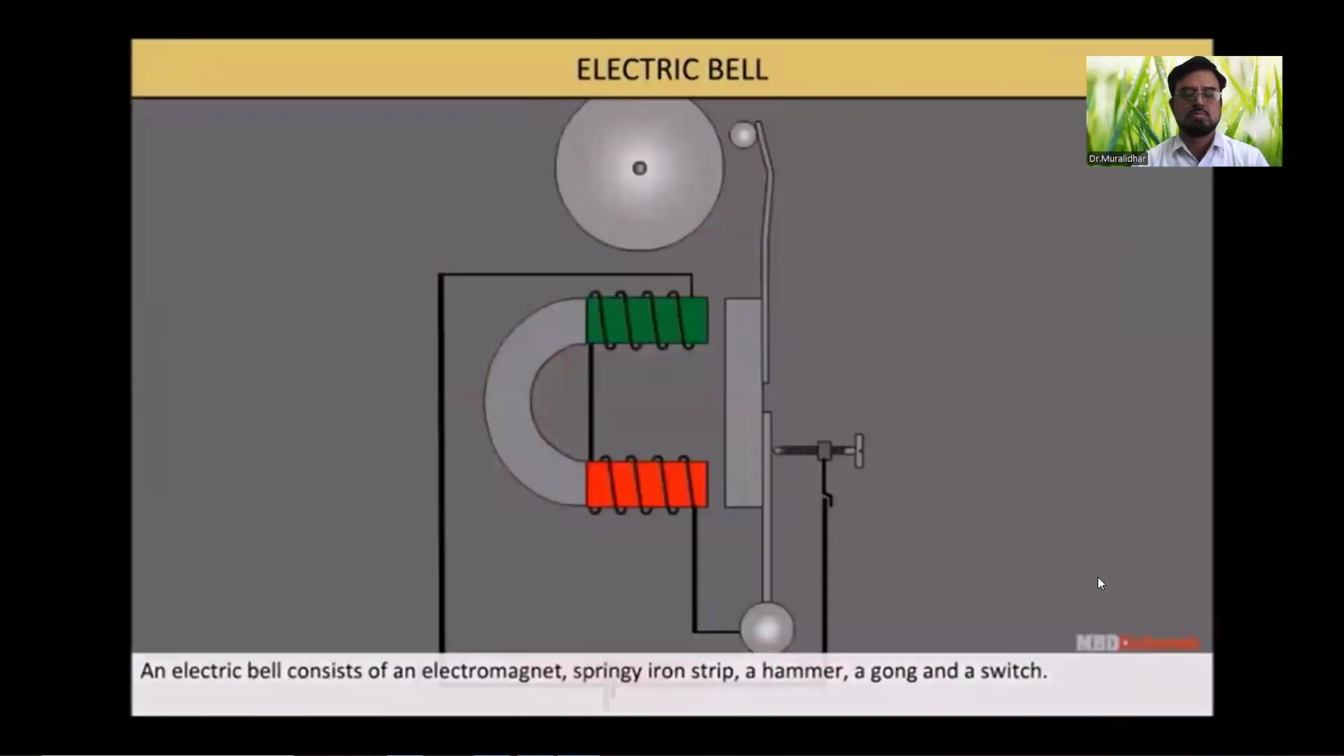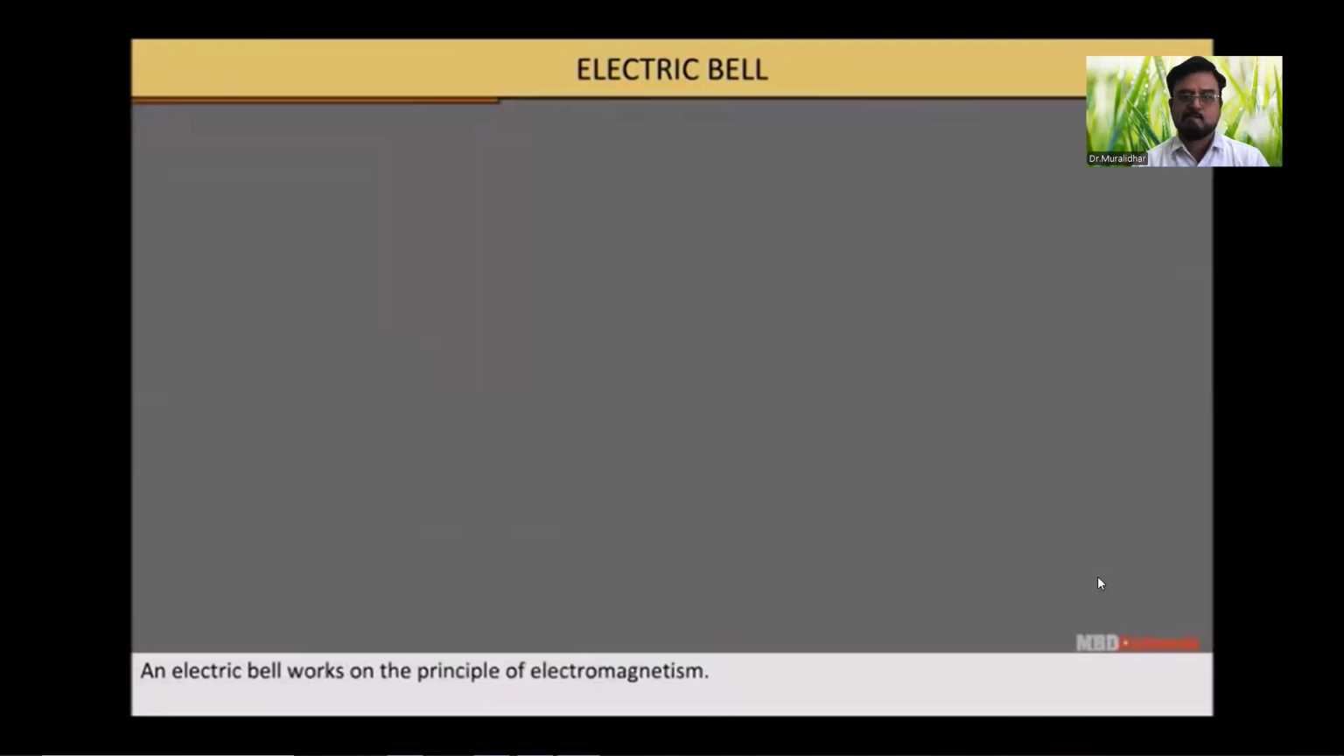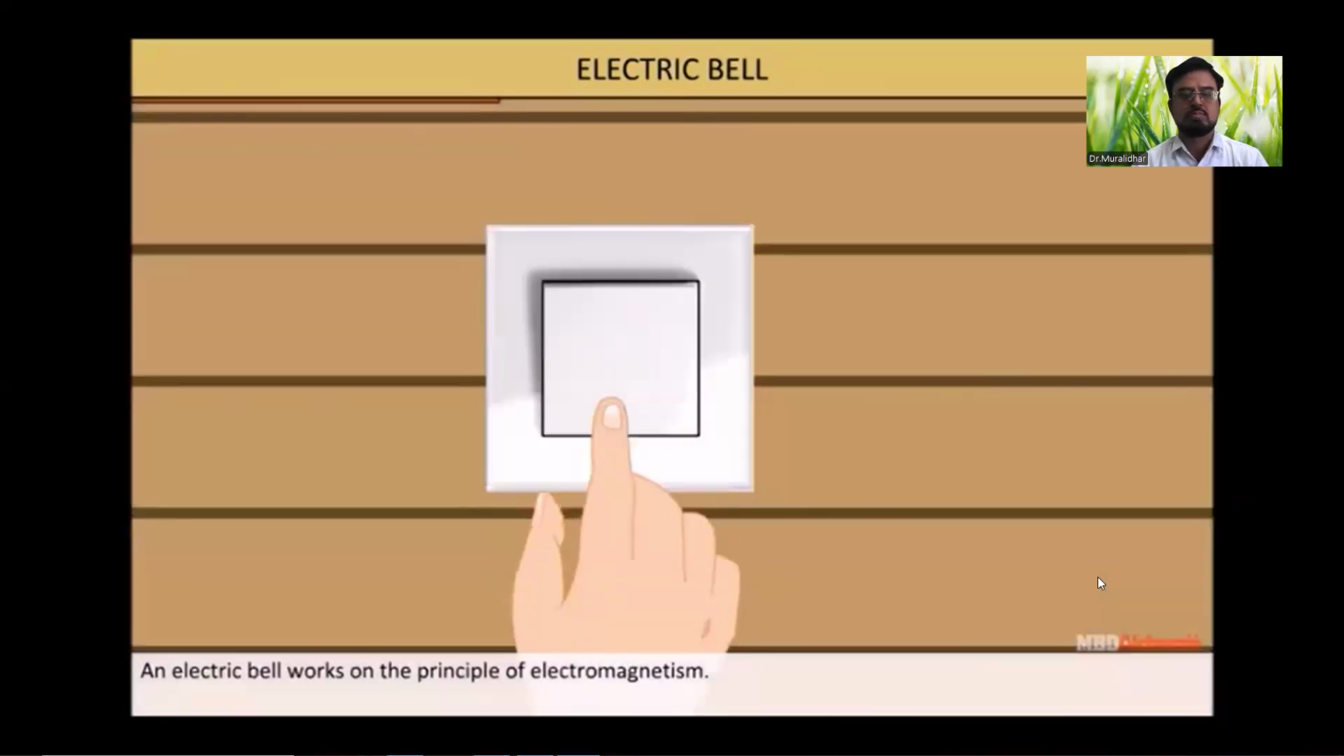An electric bell consists of an electromagnet, a springy iron strip, a hammer, a gong, and a switch. An electric bell works on the principle of electromagnetism.